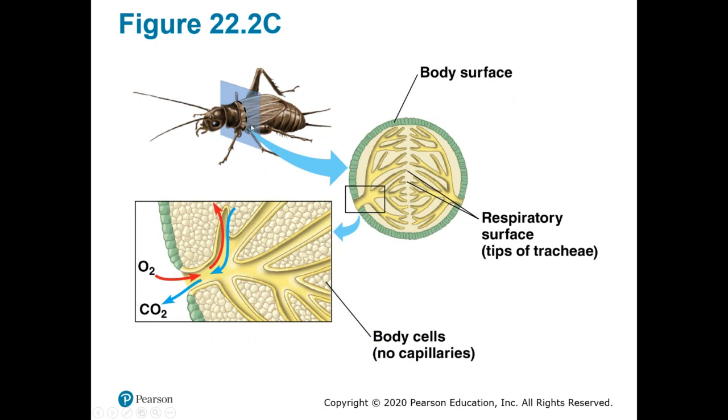So again, they have these little openings on the side called spiracles that will allow this air to come in, and then that tracheal surface is highly branched, and that allows it to kind of diffuse into all the cells that surround it.